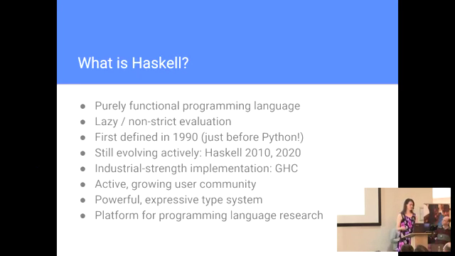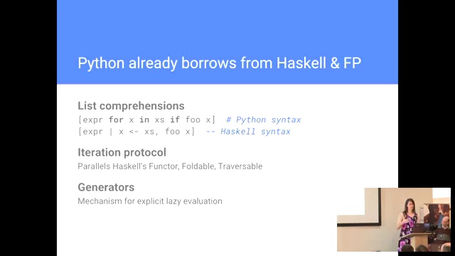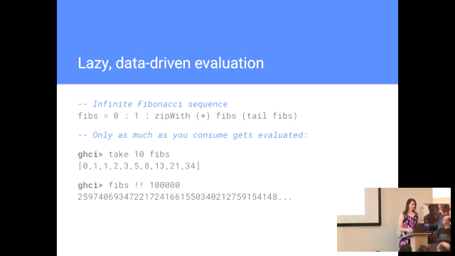So Haskell is a purely functional programming language. It has a rich history. It's just about as old as Python, and it's a language that Python has already kind of learned and borrowed a lot from. So you might be familiar with list comprehensions. That's something that Python pretty much took directly from Haskell. Things like the iteration protocol, generators, obviously functional features like lambda and closures and lexical scope. These are all things that Python takes from functional programming languages like Haskell and related languages. So it's already a rich field that Python has borrowed from, so it's good to investigate.